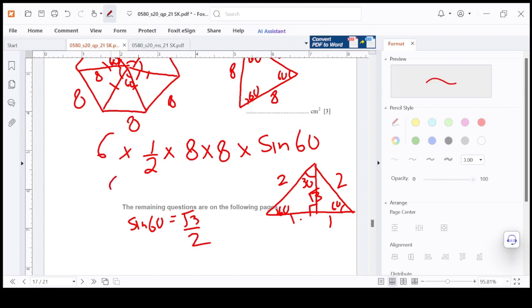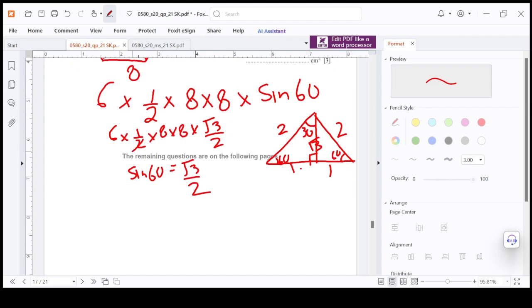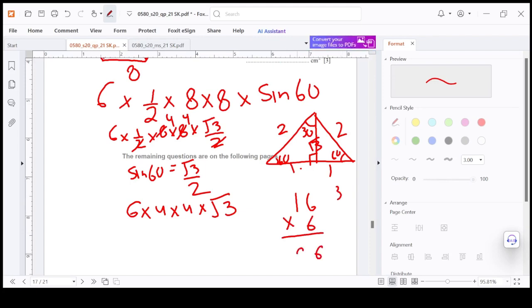So it's going to be 6 times half times 8 times 8 times root 3 upon 2. Now let's see what gets cancelled. We can cancel this and this. This becomes 4. Then I'm going to cancel this and this. This becomes 4. So I have 6 times 4 times 4 times root 3. 4 times 4 is 16. 16 times 6, 6 1 is 6, 7, 8, 9. It's going to be 96 root 3.